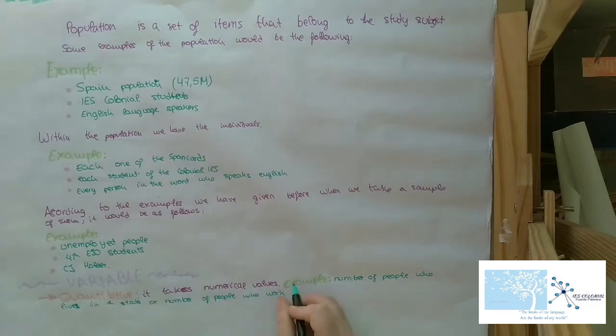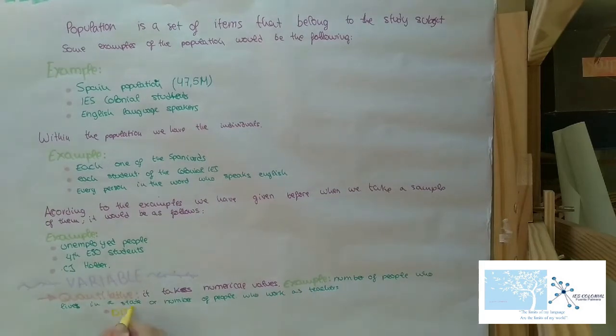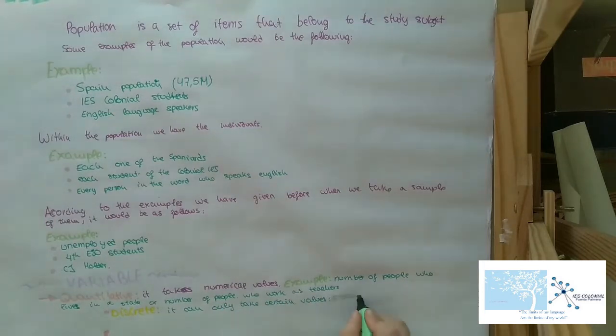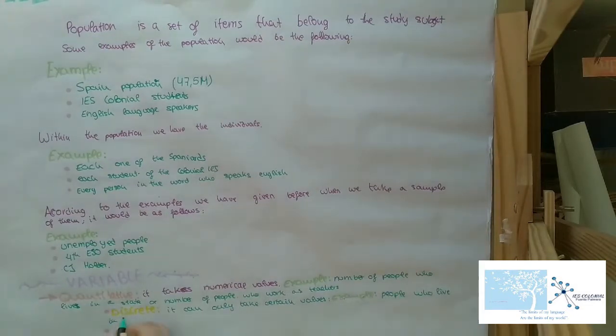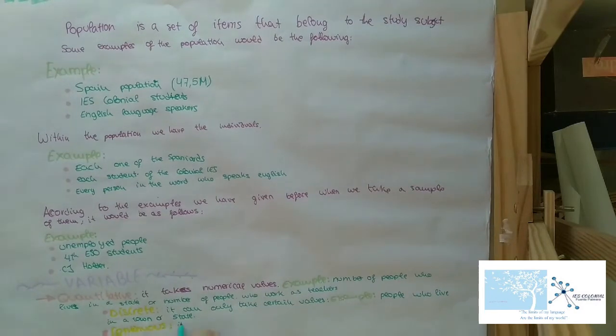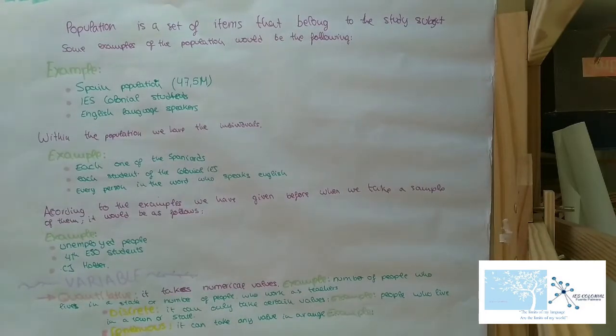Quantitative, it takes numerical values, for example, the number of people who live in a state or the number of people who work as teachers. It has two different categories. Discrete, it can only take certain values. Following the previous example, people who live in a town or a state. Continuous, it can take any value in a range. In this case, the speed at which a train goes or the diameter of a sphere will be included.